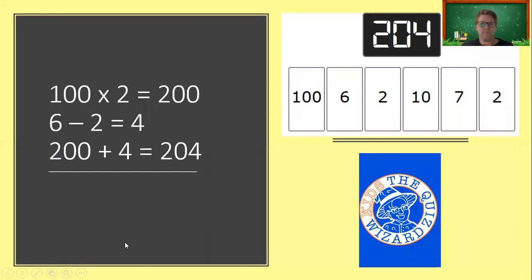So you can do 100 times 2, which gets you to 200 straight away. Use the 6 and the other 2 to do 6 take away 2 equals 4. And then you can just add those 2 pieces together. 200 add 4 makes 204. Well done to those of you who got that correct.